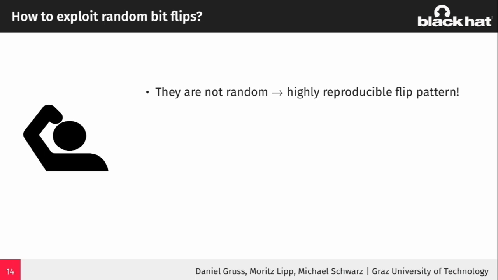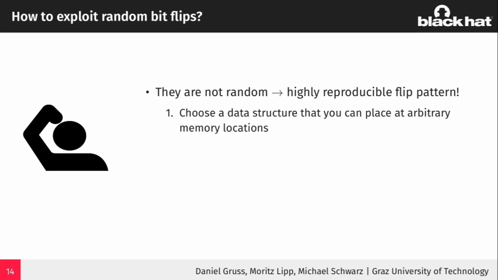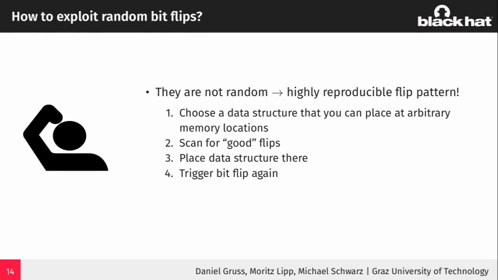It's highly reproducible. So what you can do is think of a data structure that you want to modify and think about the bit position that you want to change. And then you scan the entire memory for bit flips at the right offset and then try to move your data structure there. For instance, by spraying. And then you can trigger the bit flip again, and you have changed exactly the right bit to exactly the right value and can do whatever you want with that. Yes. In addition, you can also build a path with it because it's not random. But you cannot build a random number generator.